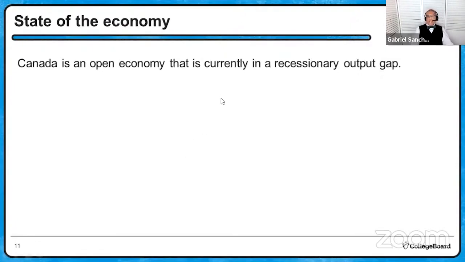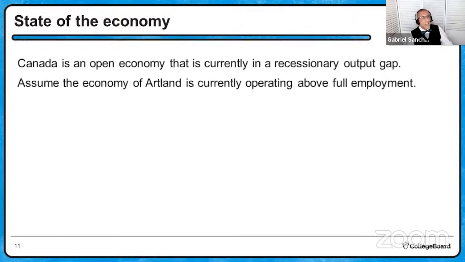They tell us that Canada is an open economy that is currently in a recessionary output gap. So where would this be in equilibrium? To the right, to the left, or on the long run? Recessionary, we'd be to the left. Next, assume that the economy of Artland is currently operating above full employment. So here we have inflationary. This is to the right of full employment.